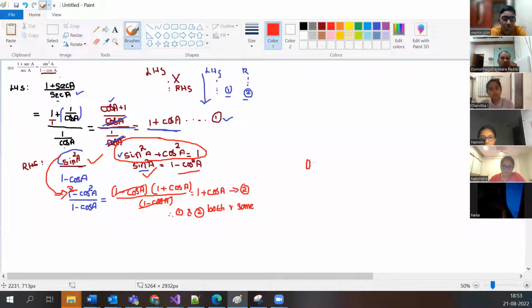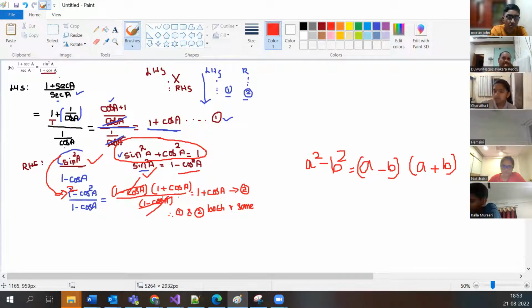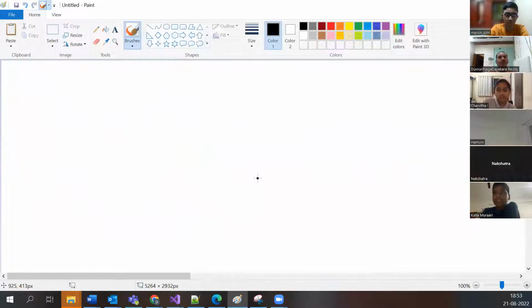If you want, note down, children: A square minus B square equal to (A minus B) into (A plus B). A minus B means 1 minus cos A. A plus B means 1 plus cos A. So 1 minus cos A and 1 minus cos A cancelled. The leftover piece is 1 plus cos A. Now 1 is also 1 plus cos A, 2 is also 1 plus cos A. Hence, it is proved. Okay. Say yes or no, children. If you keep quiet, I don't know. Yes, sir.